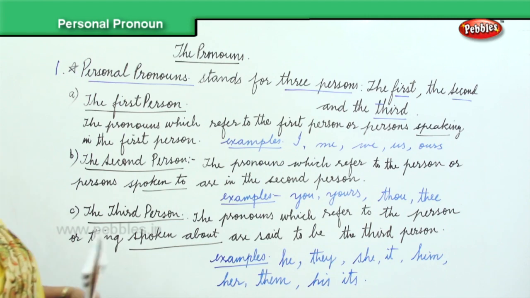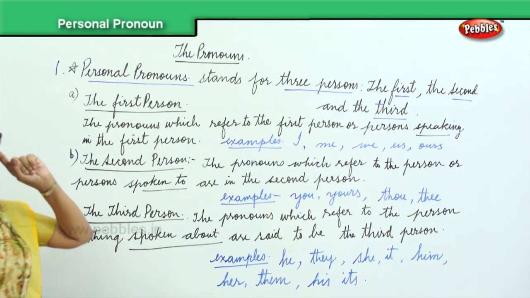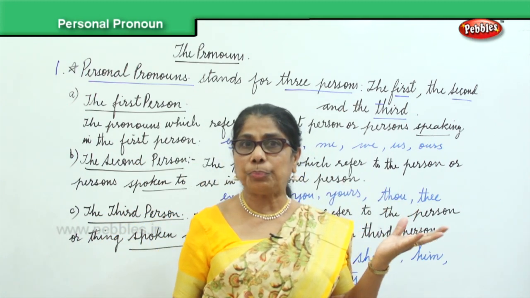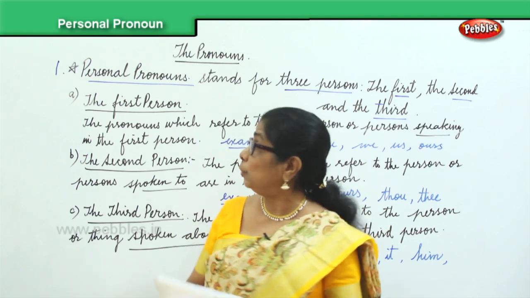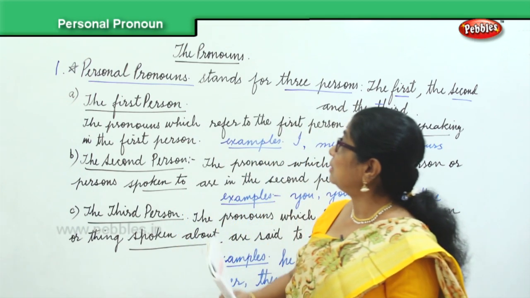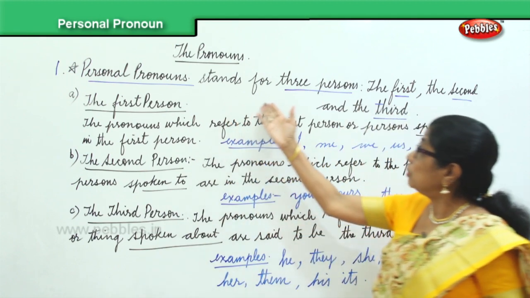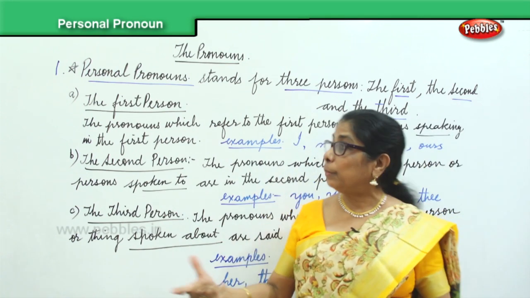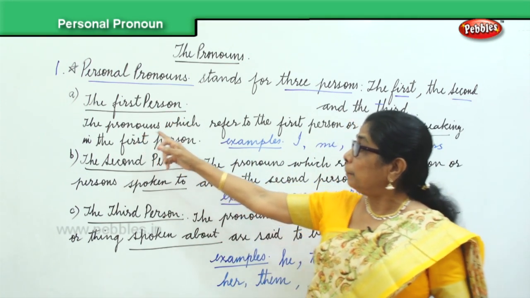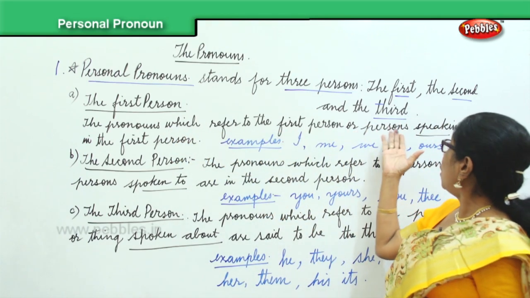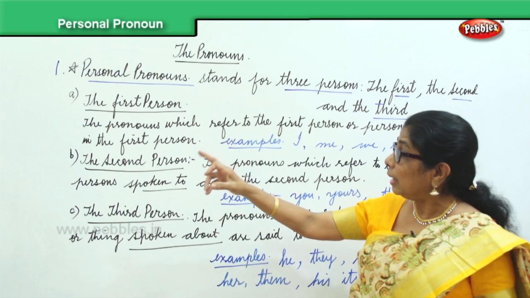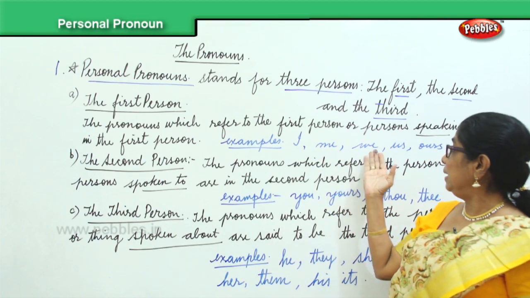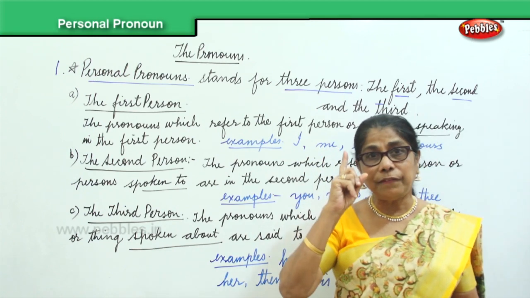Now, let's look at all the three persons. We are talking about pronoun. The pronoun has 9 divisions, 9 kinds of pronoun. The first that we are doing is the personal pronoun. The personal pronoun stands for 3 persons: the first person, the second person, and the third. When you say the first person, the pronouns refer to the first person or persons speaking in the first person. Example: I, me, we, us, are. They are all of the first person.